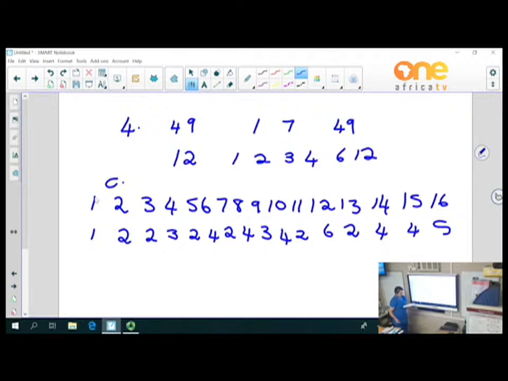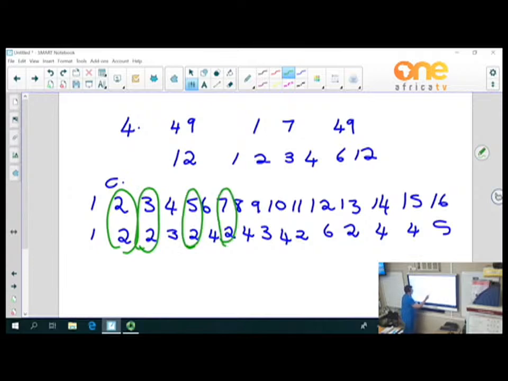Then number D, we have to give the special name, and we've already said that these numbers are my prime numbers here, and they only have 2 factors. So the answer is prime numbers. D1.